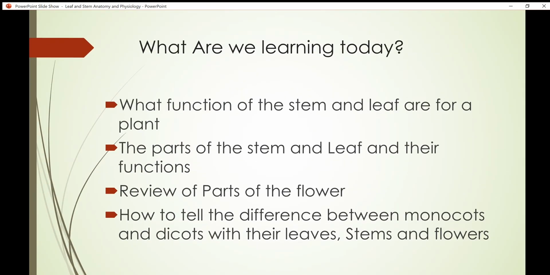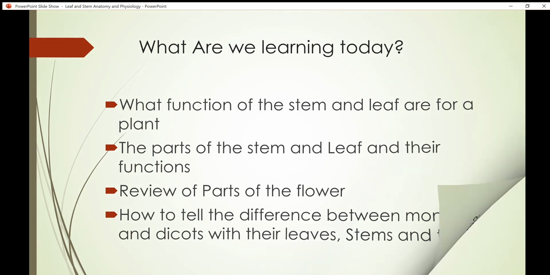So with that, an overview of what we are learning today would be the functions of the stem and leaf, or what the function of the stem and leaf are for in a plant, the parts of the stem and leaf and their functions, review of the parts of the flower, and how to tell the difference between monocots and dicots with their leaves, stems, and flowers.